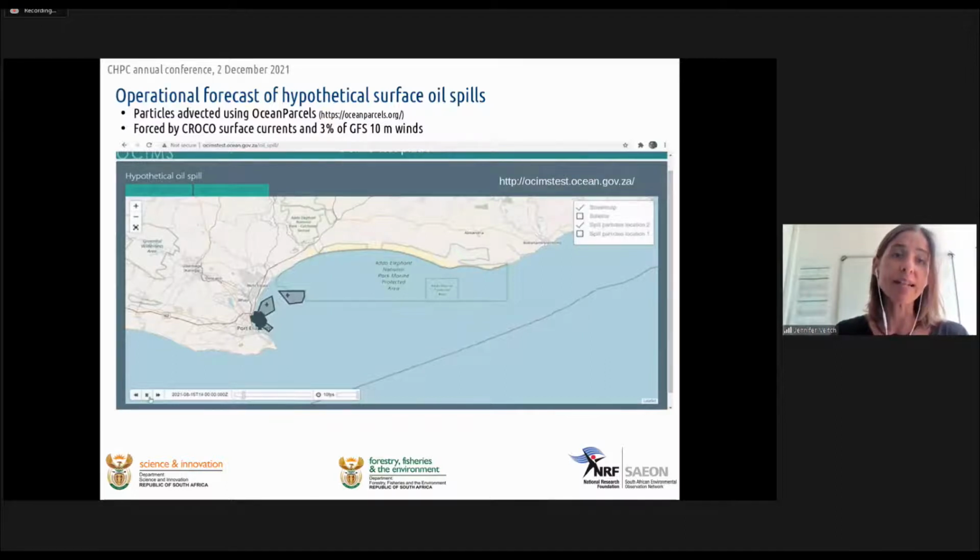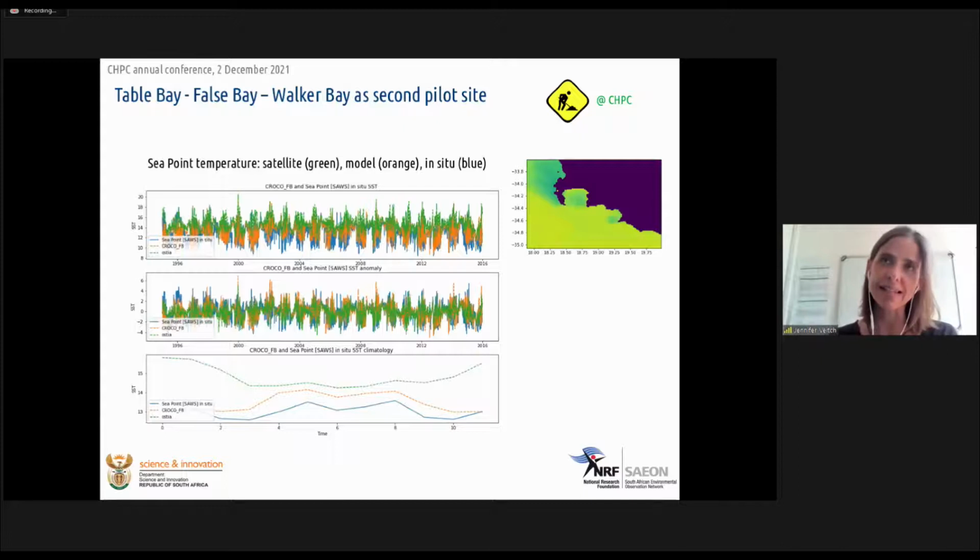Right. So our next pilot site is False Bay. It actually includes Table Bay as well as Walker Bay. This region is also really important because not only is there an aquaculture industry off Walker Bay, a few years ago they lost a lot of money due to harmful algal bloom events. Table Bay is also an extremely important shipping location, but there's a lot of interest in False Bay as well, and it will be one of SOUND's next sentinel sites. So this is under development.